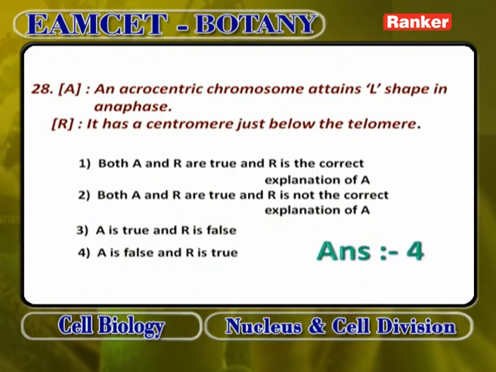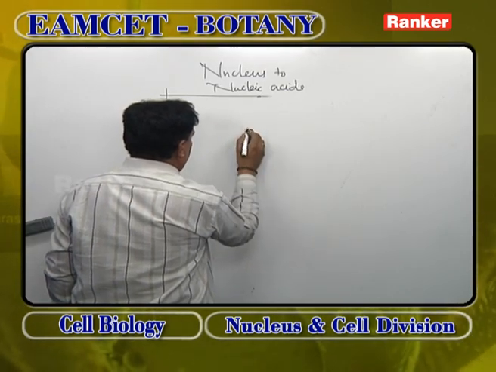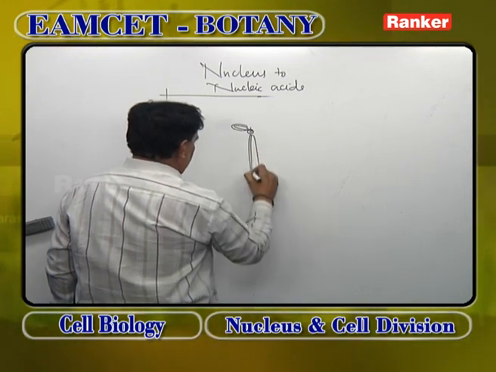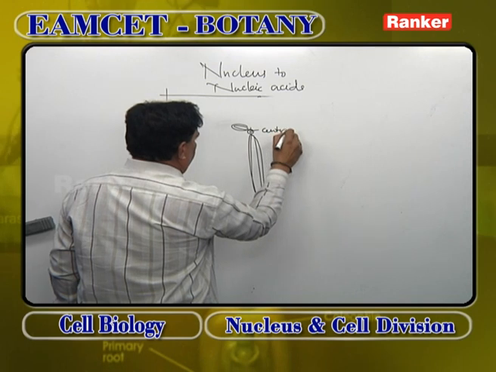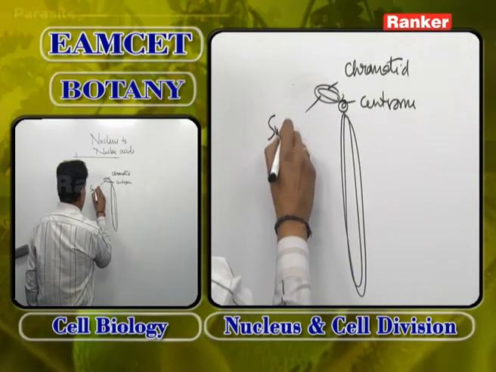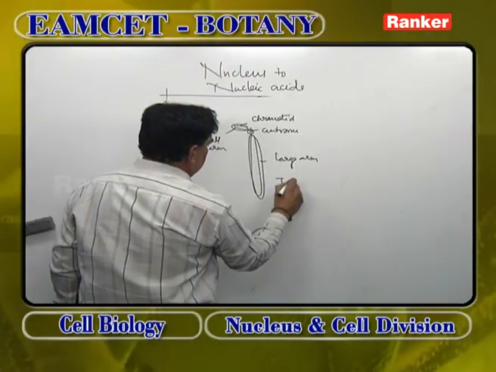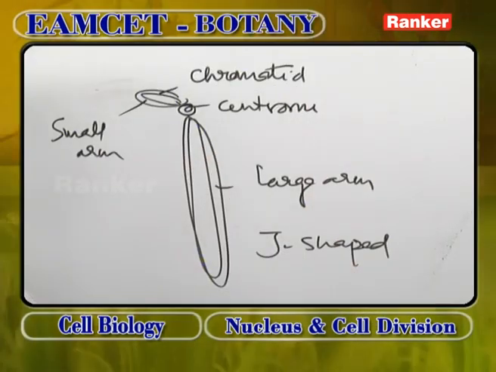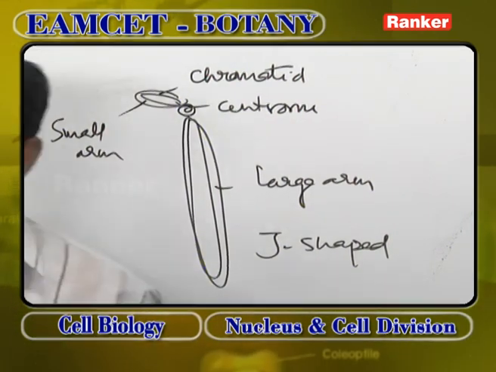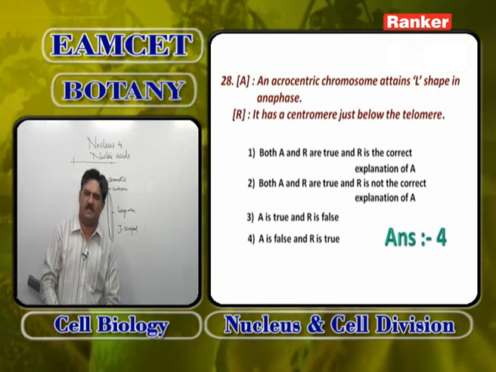Another assertion reasoning. An acrocentric chromosome attains L shape in anaphase. Acrocentric chromosome means the centromere is present at the proximal end. One chromatid has a small arm, the other an exceptionally large arm. So, it is called a J-shaped chromosome, not an L-shaped chromosome. So, an acrocentric chromosome attains L shape in anaphase is wrong.